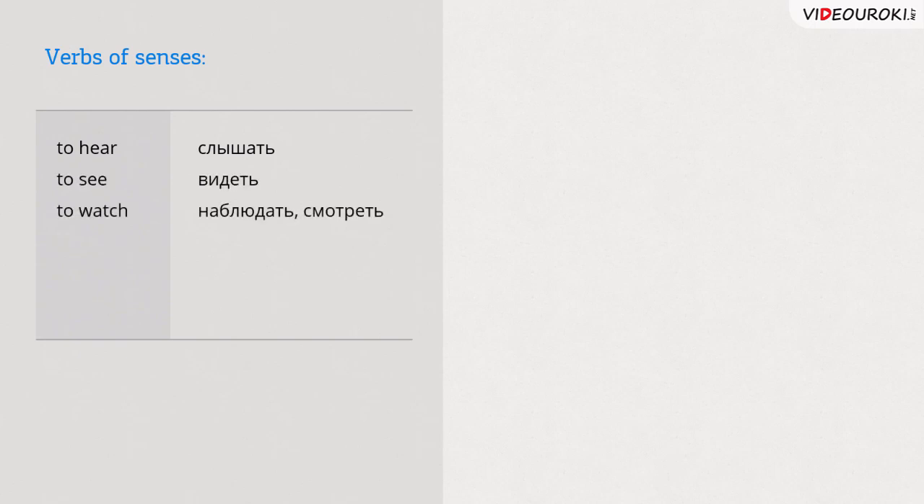And finally, let's consider the third group of verbs. Verbs of senses. For example, to hear – слышать. To see – видеть. To watch – наблюдать, смотреть. To feel – чувствовать. To observe – наблюдать. To notice – замечать. Examples.